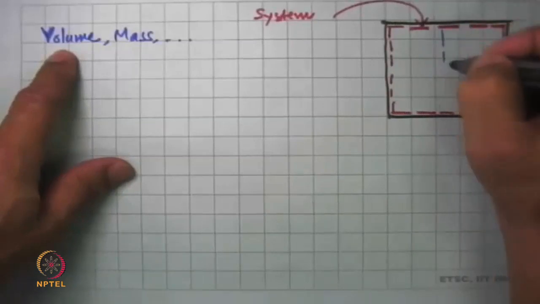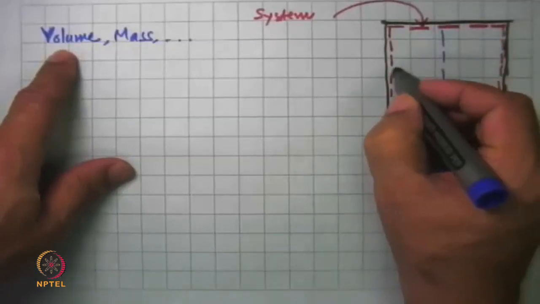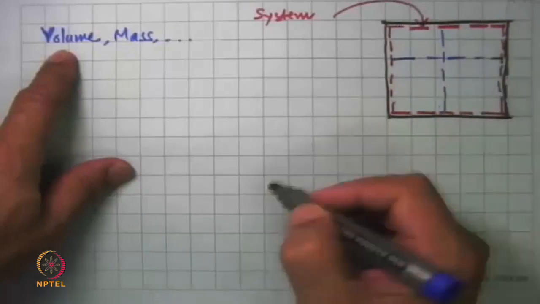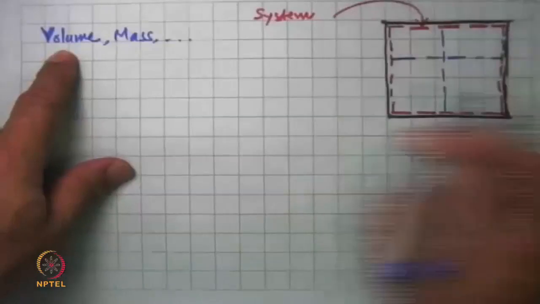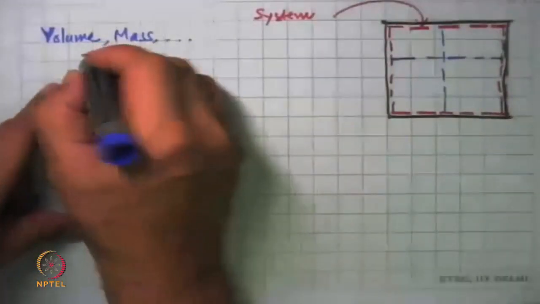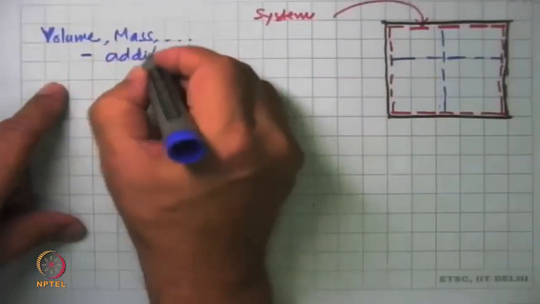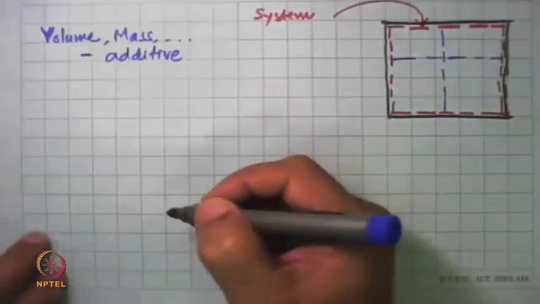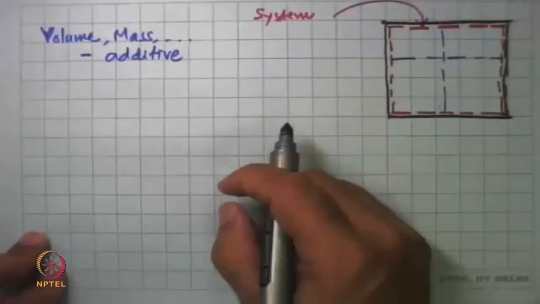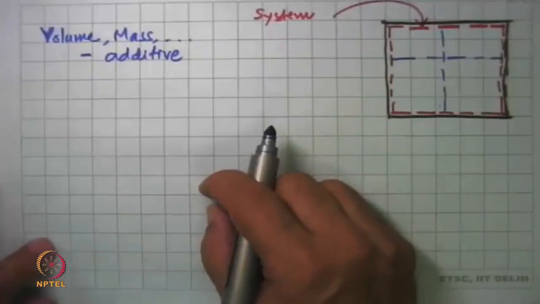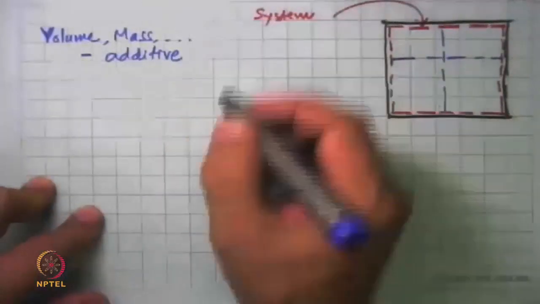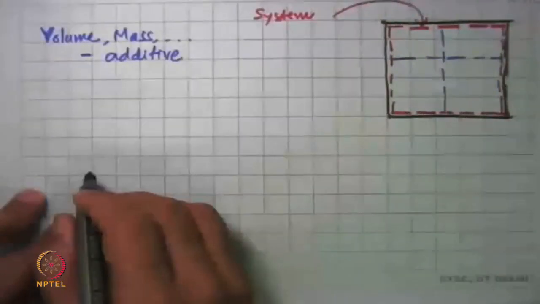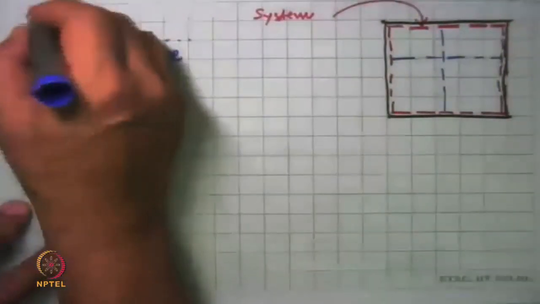So for instance, we chop it up into 4 parts. Then the volume of this plus volume of this plus volume of this plus volume of this is the volume of the system. So it has what we can say an additive property. And the same can be said about the mass. Remember, mass is quantity of matter. We are not using the word weight. That is wrong because that's the force. So this is an extensive property.